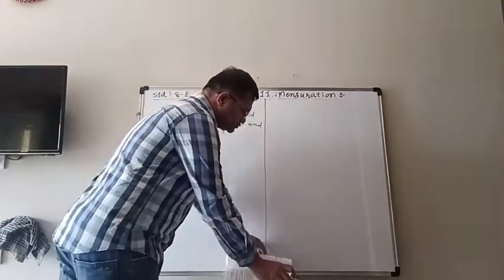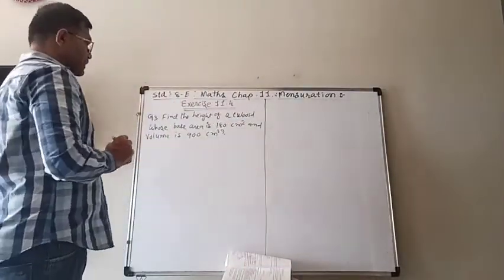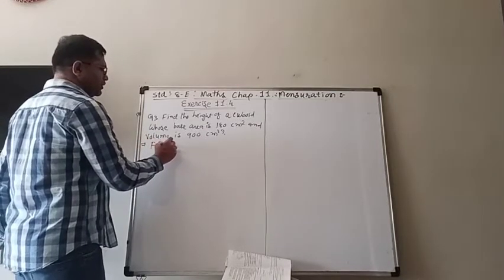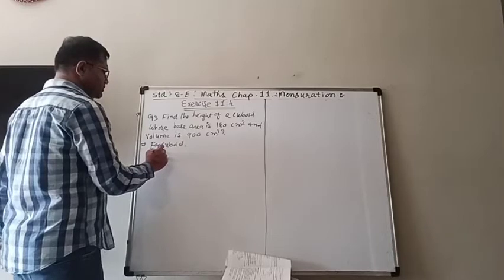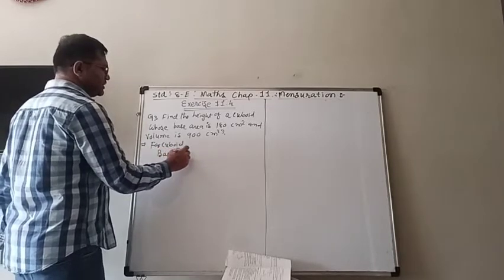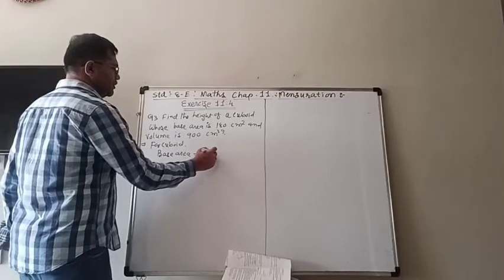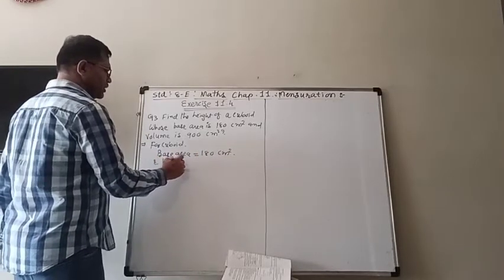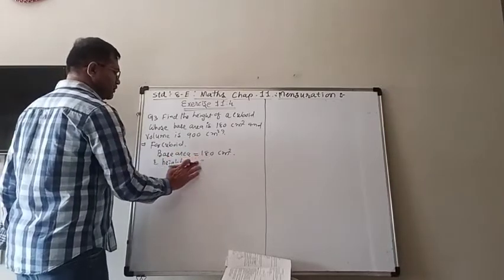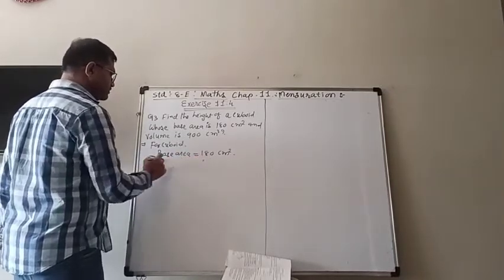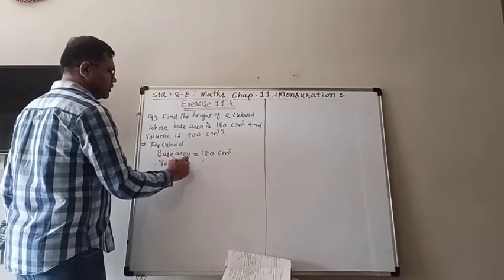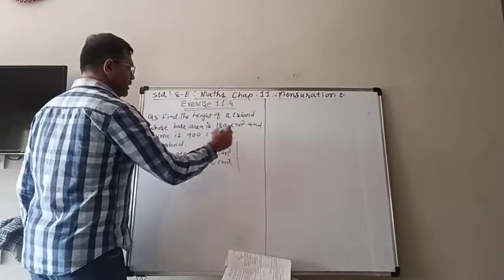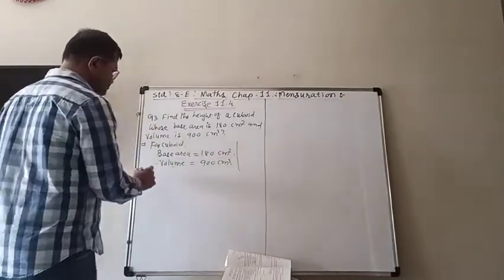So here the volume and the base area are given. For the cuboid, what is given? Base area 180 centimeter square, and the height we have to find. Volume is given, 900 centimeter cube. And we have to find the height.